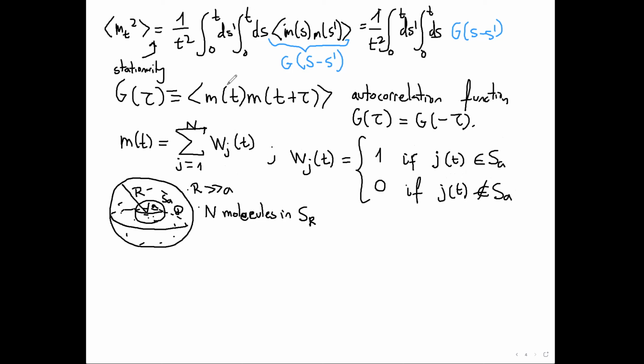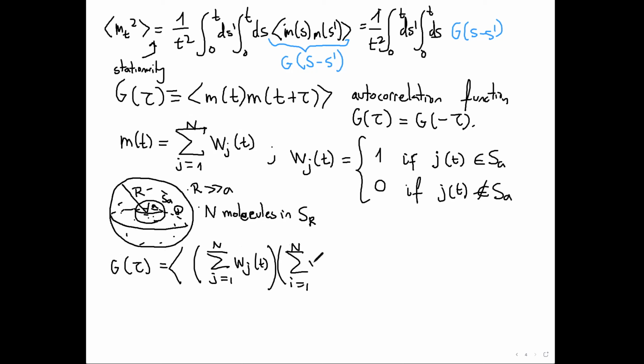So now we can put this M inside this definition. So G of tau will be just, well, we'll have the first sum, j equals 1 to n of Wj(t), multiplied by the sum i equals 1 to n of Wi(t plus tau), okay? Remember, when you do this type of products, it's better you put the indices with different letters, okay?